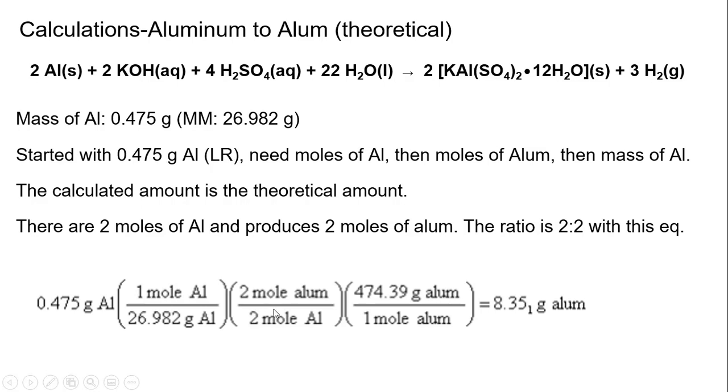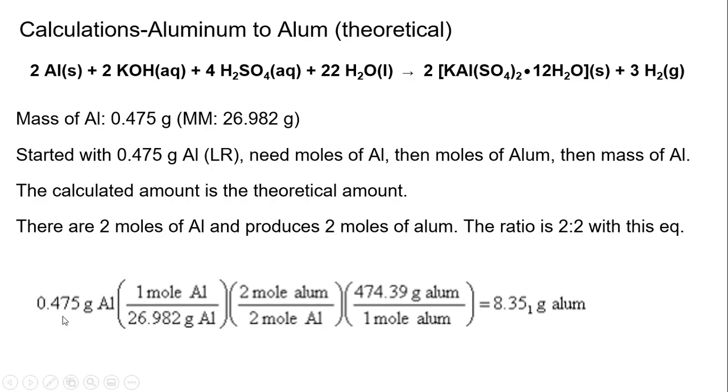And now we have to do the ratios from the equation. I have 2 moles of aluminum. I also have 2 moles of alum. So that's where the 2 and 2 come from on here. Then, now that I'm at alum, I need the molar mass for alum. I have the molar mass.